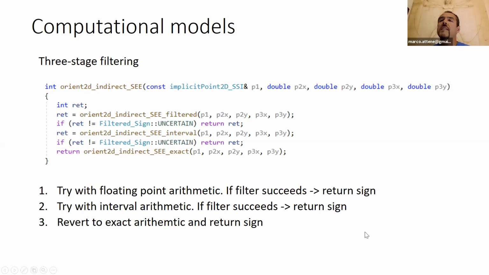So having said that, this is how an indirect predicate is implemented. It is basically a cascaded evaluation of some expressions using different computational models. We start with floats, which is enough for the vast majority of the cases. But for the few cases where the filter fails, we switch to interval arithmetic. And if this fails too, we revert to floating point expansions, which guarantee exactness.